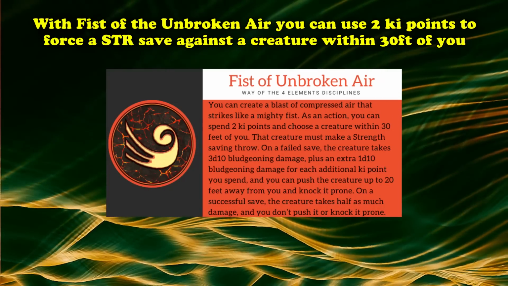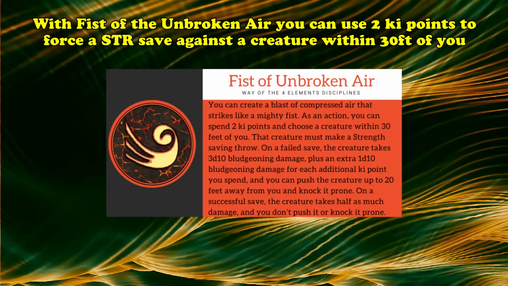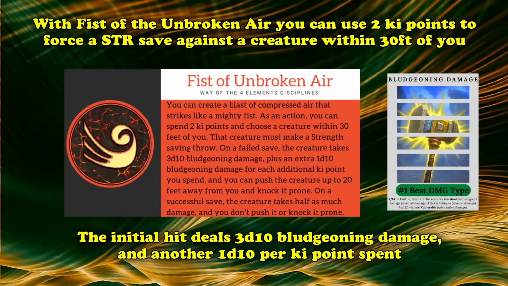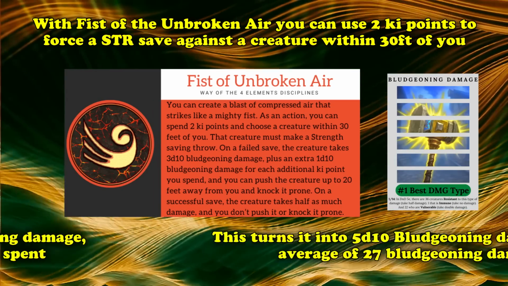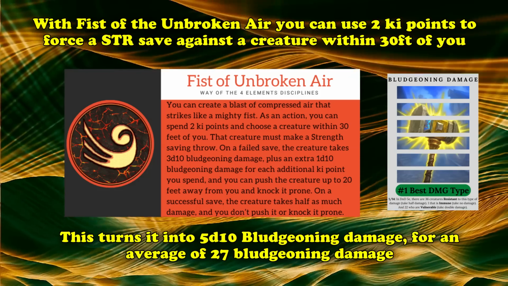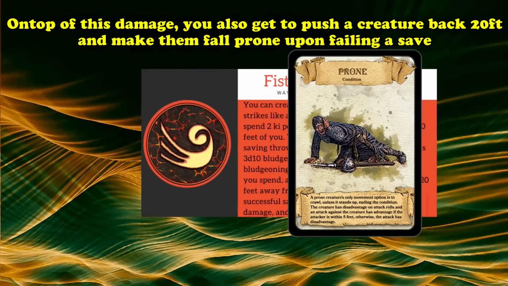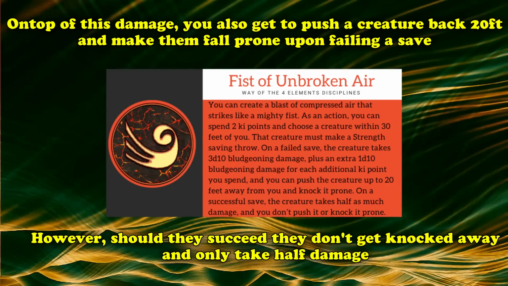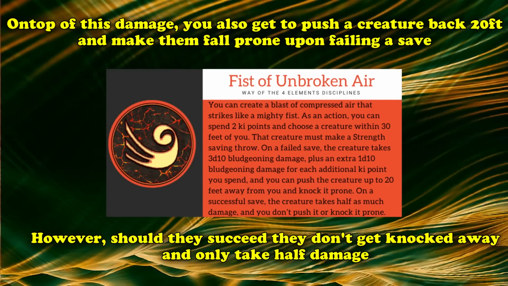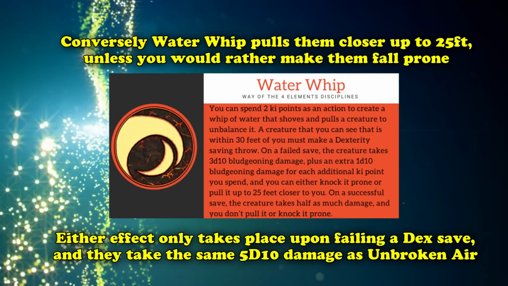Unbroken Air is a discipline that allows you to spend 2 ki points in order to force a strength saving throw against a creature that's within 30 feet of you, dealing 3d10 bludgeoning damage for the initial hit, and an additional 1d10 bludgeoning damage per ki point spent, effectively making this attack deal a total of 5d10 bludgeoning damage. You can also knock back a creature up to 20 feet away and make them fall prone if they fail their saving throw. However, they'll only take half damage and not be knocked away if they do manage to succeed their saving throw.